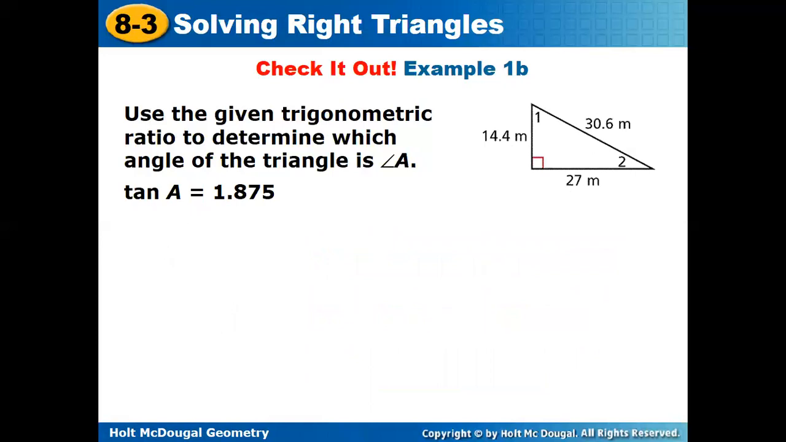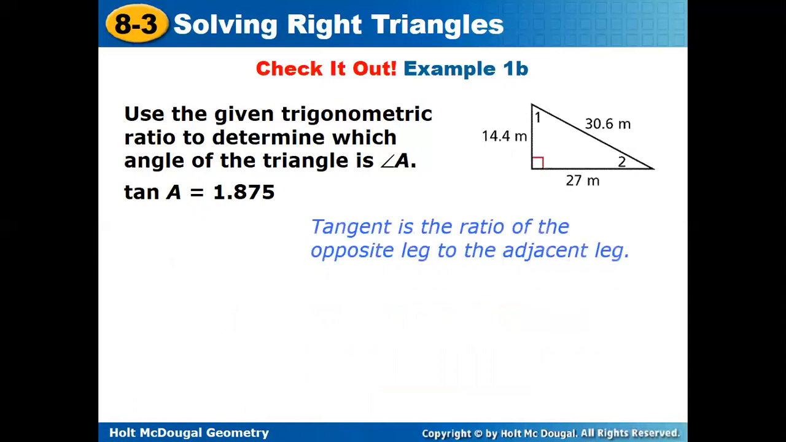Now, another check it out. Please try it alone. Okay, let's check your answer. We know that tangent is the ratio of the opposite leg to the adjacent leg. So tan of angle A is equal to the opposite leg over the adjacent leg.